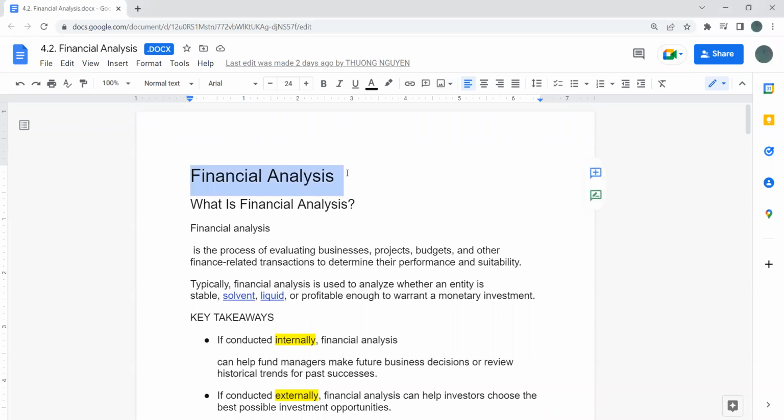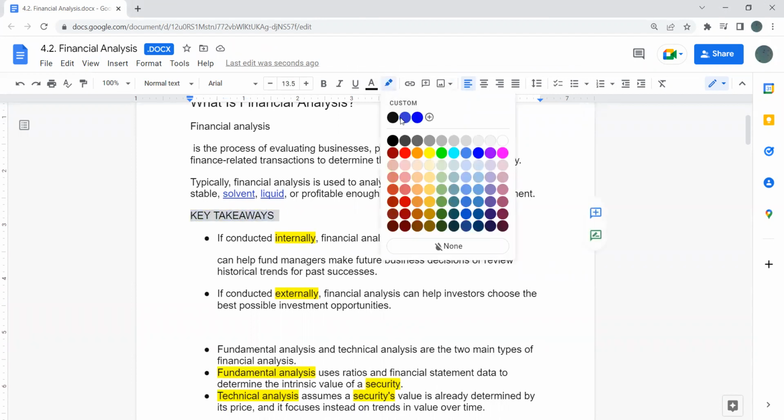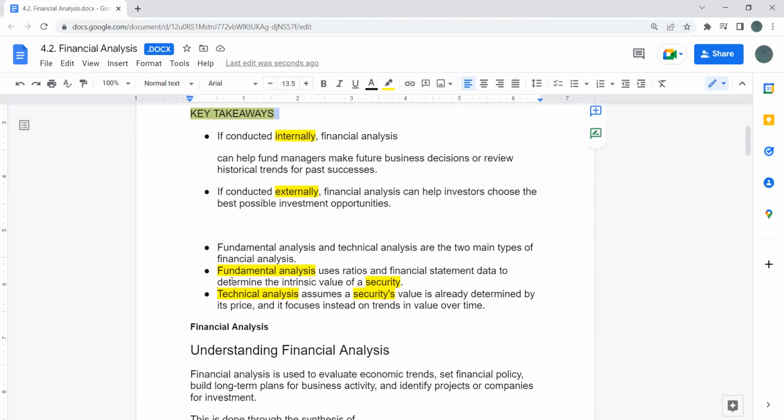Financial analysis. So some key takeaways. It is conducted internally for some business decisions. If it is conducted externally, it is to help investors. We have fundamental analysis and technical analysis.